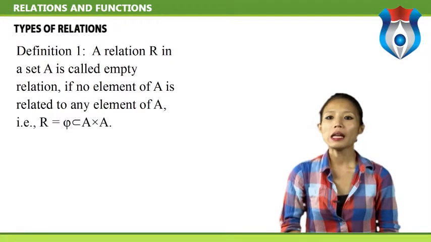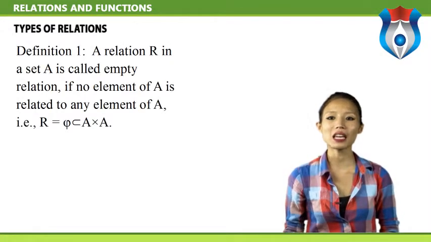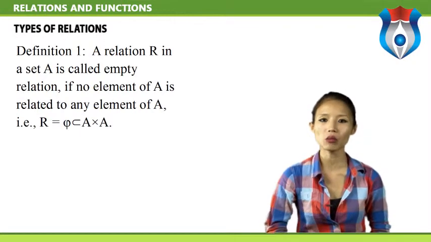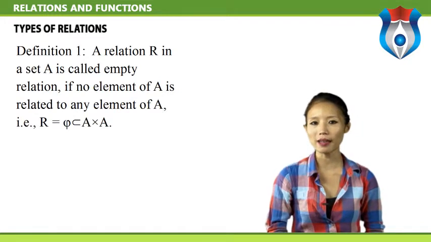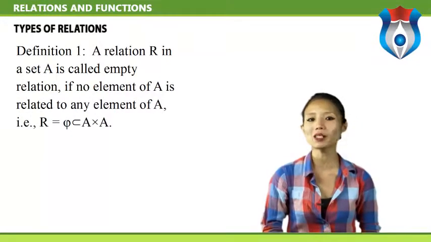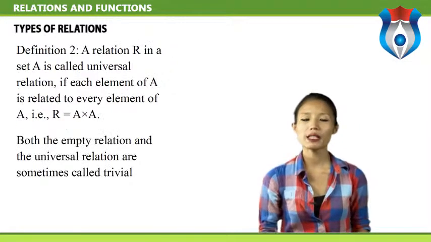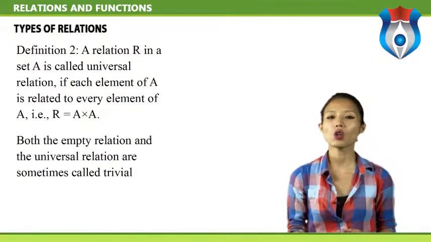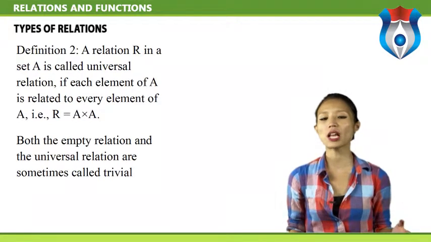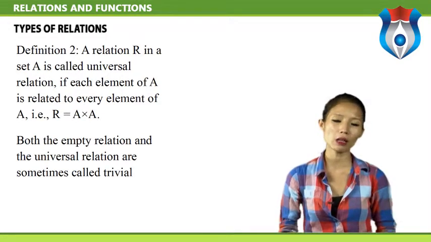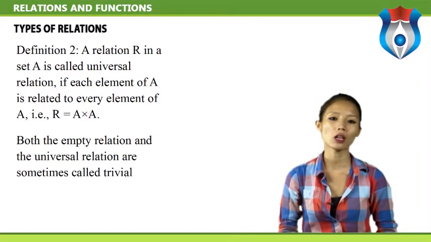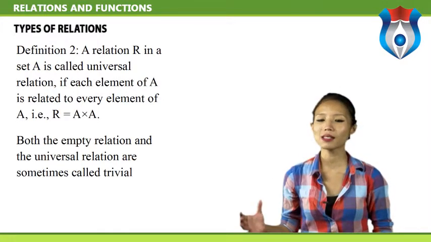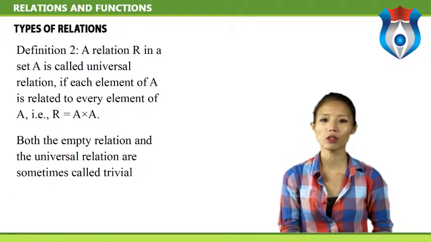Definition 1. A relation R in a set A is called an empty relation if no element of A is related to any element of A, that is, R = phi, a subset of A cross A. Definition 2. A relation R in a set A is called a universal relation if each element of A is related to every element of A, that is, R = A cross A. Both the empty relation and the universal relation are sometimes called trivial relations.